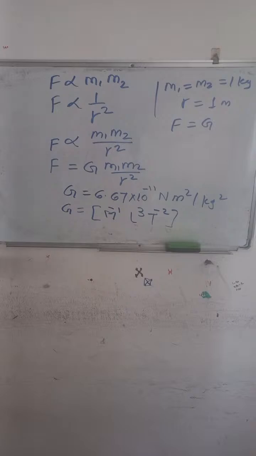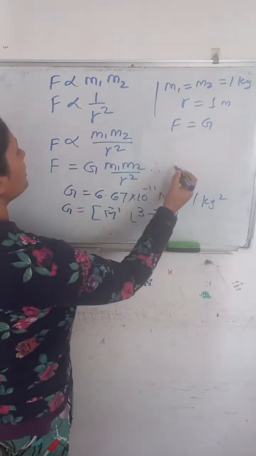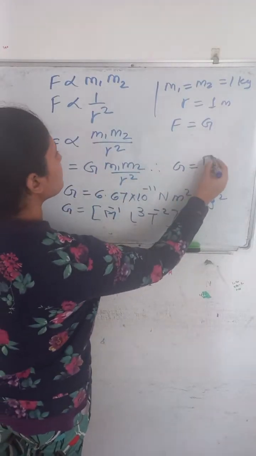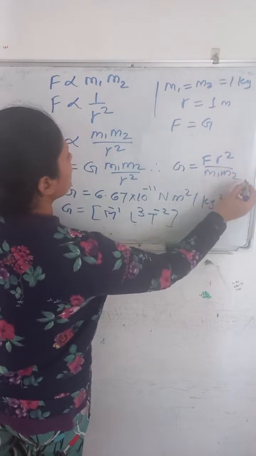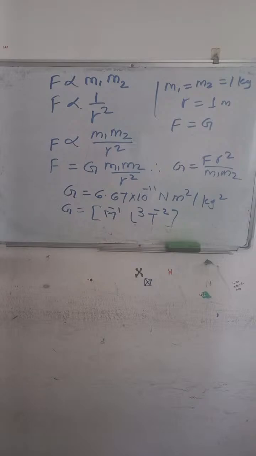We got the dimensional units for gravitation just by rearranging this. Here G is equal to F r square upon m1 into m2. If you put the dimensions and units for the force, distance and masses, then you will get Newton meter square per kg square, and the gravitational constant G is equal to M raised to minus 1, L raised to 3 and T raised to minus 2. Okay, is everyone getting this point?